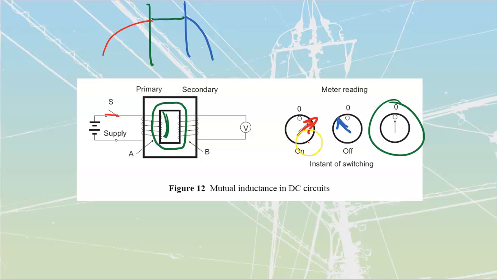So what we have, I'll just change this one to red, is that the instant we close the switch and we see an increase in current, we're going to have voltage in one direction. When we have the current at steady state, that's the green, we're going to have no voltage on our secondary side. And when I shut off this supply over here and collapse those lines of flux, I'm going to have voltage in the opposite direction over here.